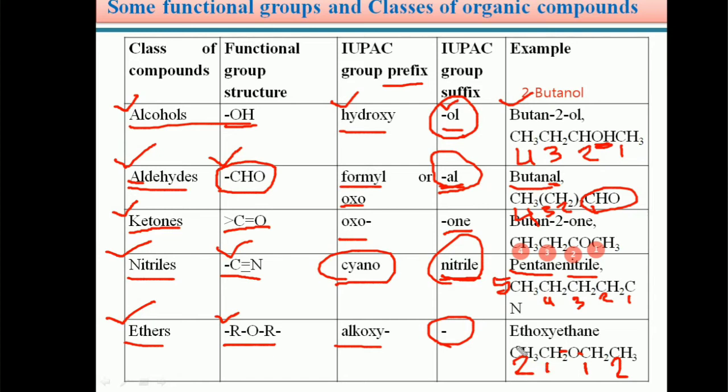Its name is ethoxyethane. So alkoxy: CH3, CH2, O is ethoxy, with 2 carbons present. Ethoxy, then CH2, CH3 is ethane. Ethoxyethane.